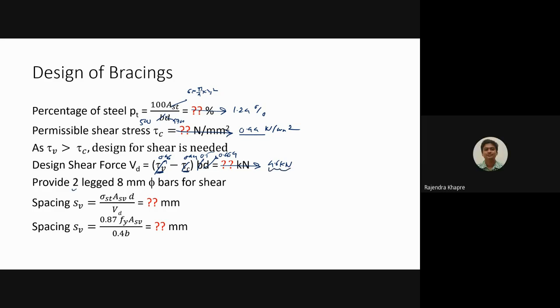So definitely you can provide 2-legged 8 mm dia bars and you can use this expression and this expression to calculate the spacing. Whatever is the minimum, that you have to provide. Okay, I hope you can do this. Will you do it? Okay.